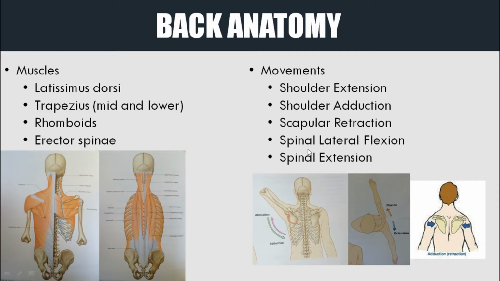And then the last one here is spinal extension, and this is primarily for the erector spinae. Imagine this torso here, his head is forward, and then he brings his head and his entire spine back to upright. That movement of bringing the spine back to upright is spinal extension, and hence the name erector spinae. It erects the spine, so it makes the spine erect and upright.